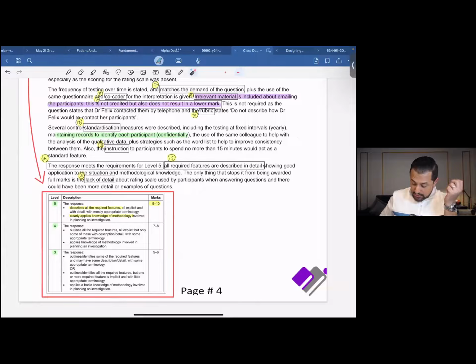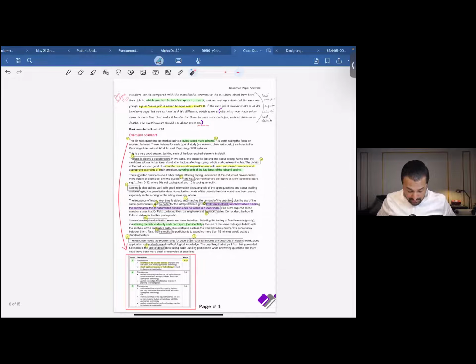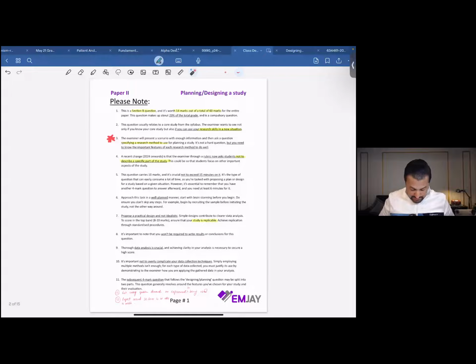Now, this was a response that received 9 out of 10 marks, and I hope quite a lot about designing a study question or planning a study question has been covered for today. Something that I'd like to add, which I felt was essential.